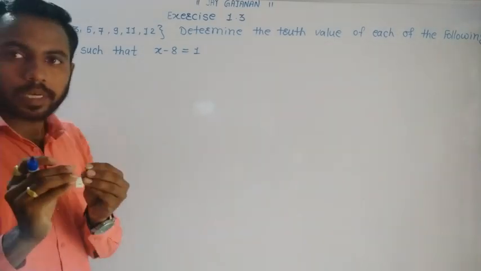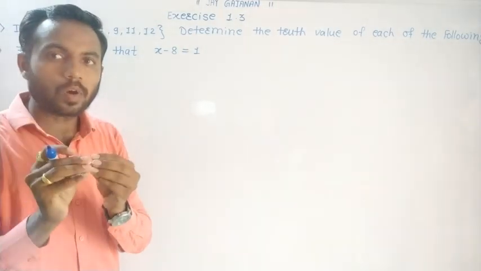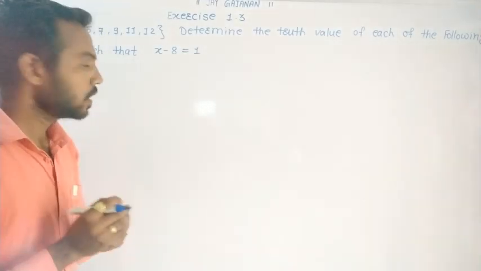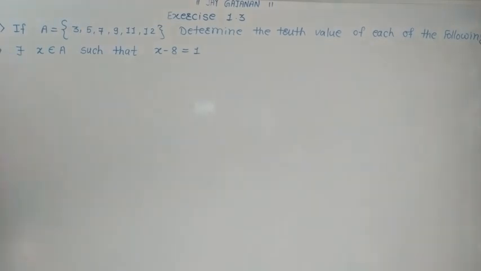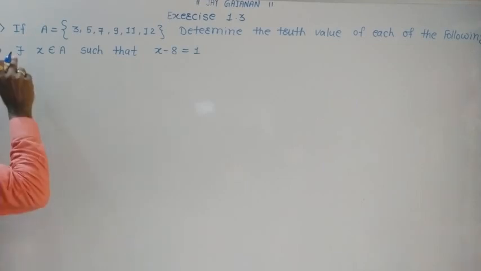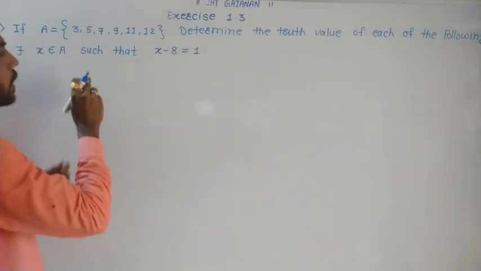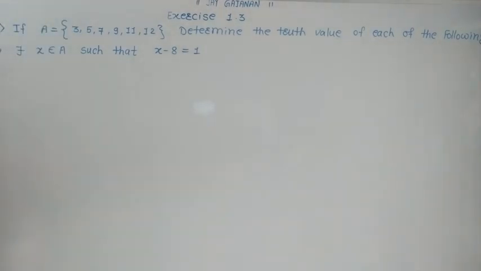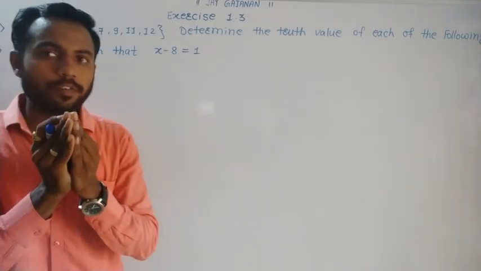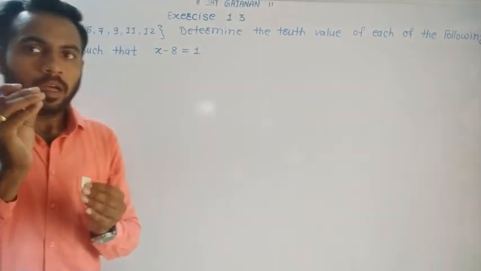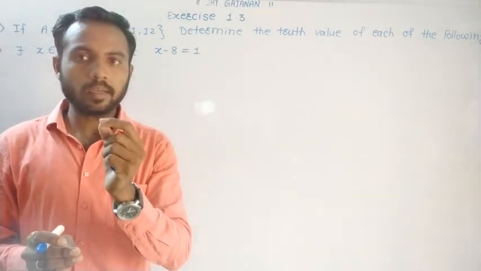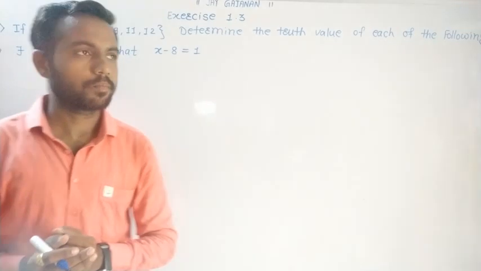Now to determine whether the statement is true or false, we will use the condition of the universal and existential quantifier. Here the symbol is there exists. Therefore, we will use the condition of the existential quantifier to determine whether the statement is true or false. We know that the condition of the existential quantifier is the statement is true if at least one element in set A satisfies the condition.